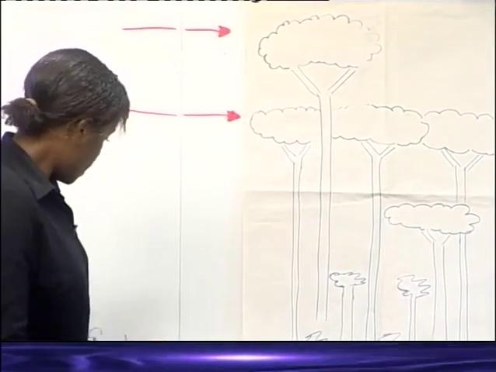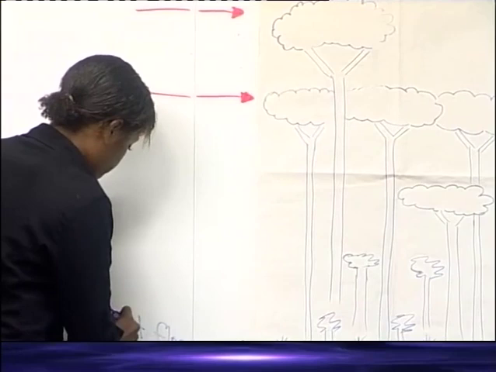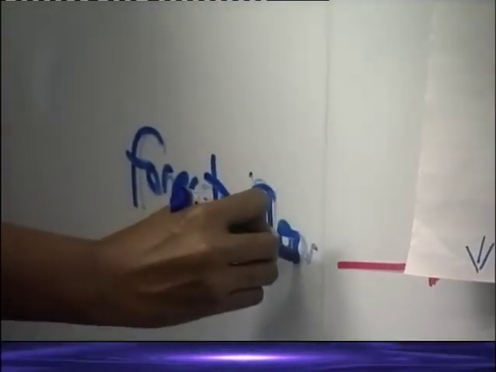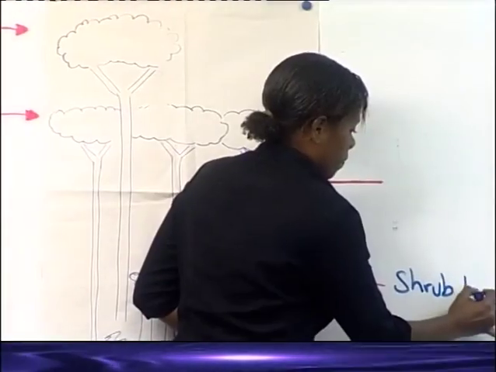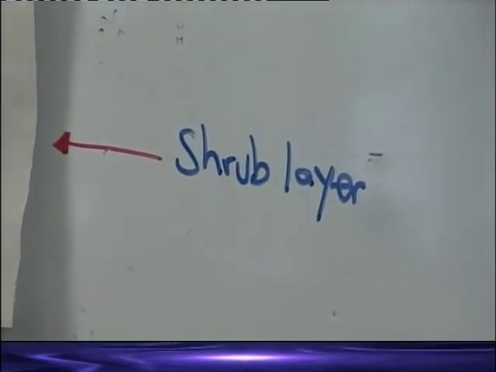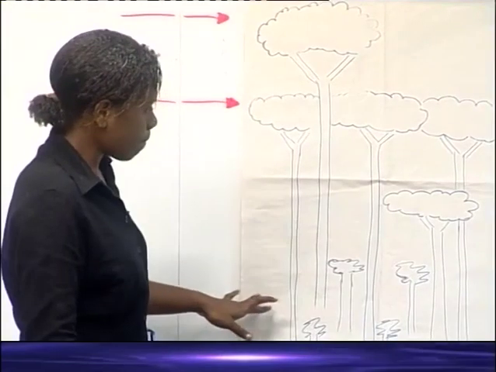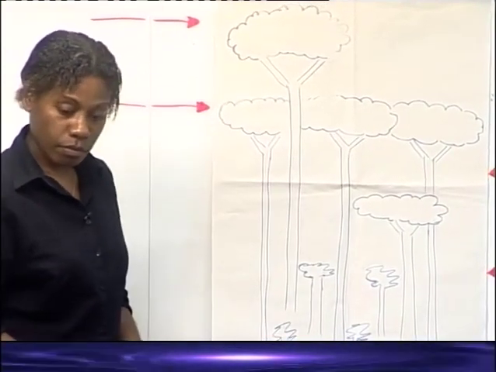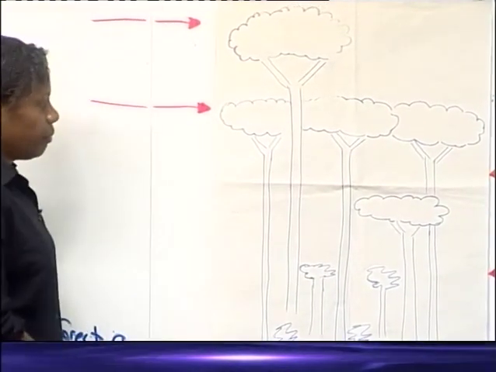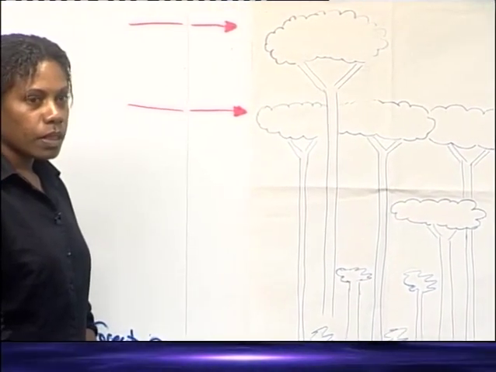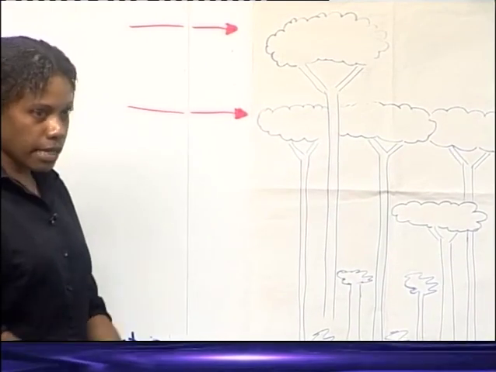Does anyone know? So we have the forest floor. We have the shrub layer. Okay, very good. Shrub layer, where we have shrubs growing. Okay, shrub layer. And then what do we have here? Good try, Zimalin.